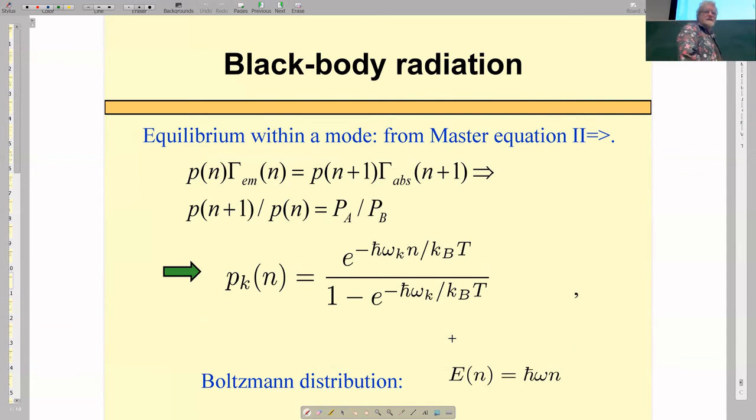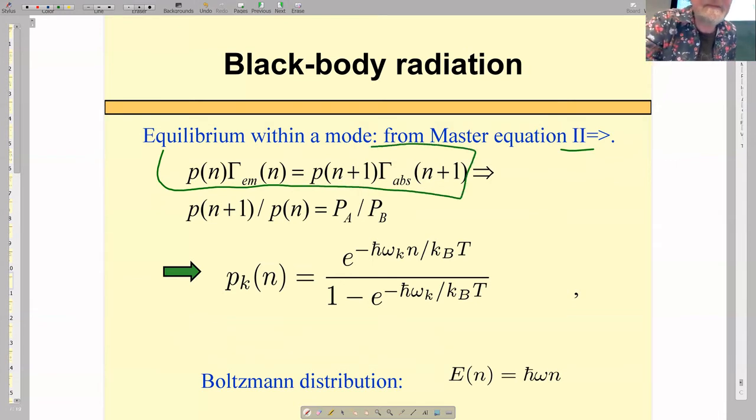We can also figure out a different quantity. So far we looked at the average number of photons. We could look at more details. We could figure out from master equation 2 what are these probabilities to have n photons.